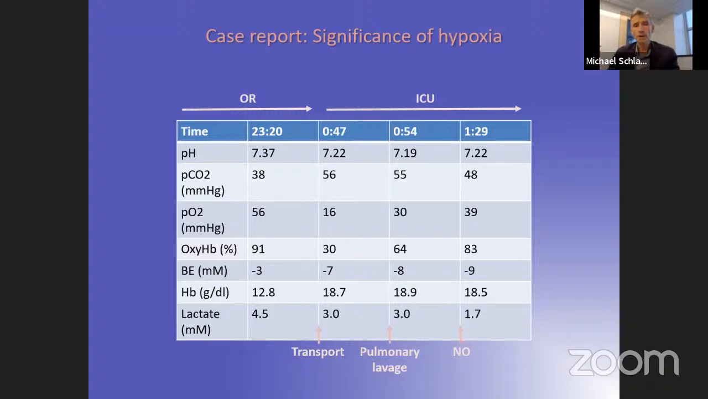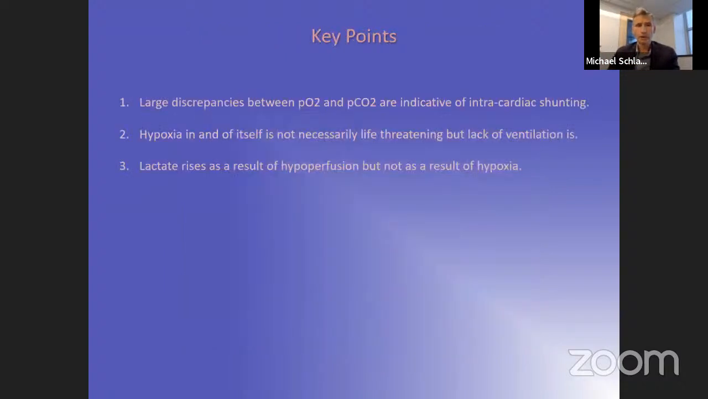So the key points here: large discrepancies between PO2 and PCO2 are indicative of intracardiac shunting. Hypoxia in and of itself is not necessarily life-threatening, but the lack of ventilation, the lack of gas exchange, of course, is immediately life-threatening. Lactate, and that's an important point because I think lactate was mentioned earlier, does not rise as a result of hypoxia.